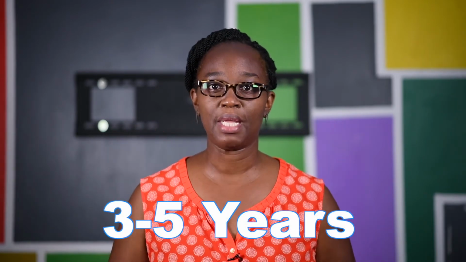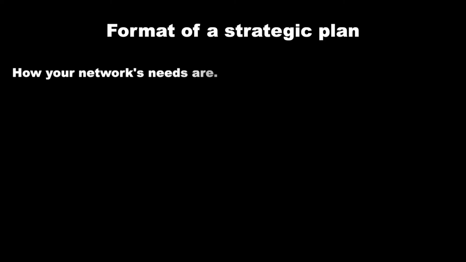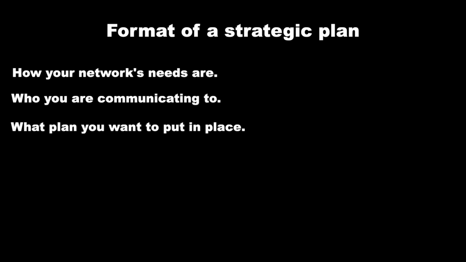Our focus today is on how to write a strategic plan. A strategic plan document sets out how the network will move from the present position to the one it intends to reach by the end of an identified period, usually 3 to 5 years. The format of your plan will depend on what your network's needs are, who you are communicating to, and what plan you want to have to put in place.